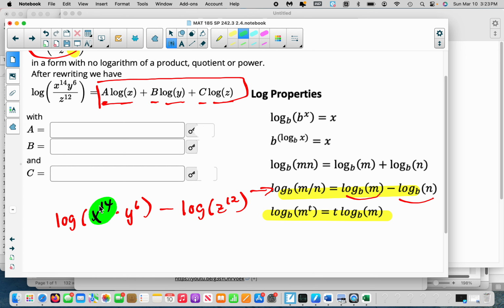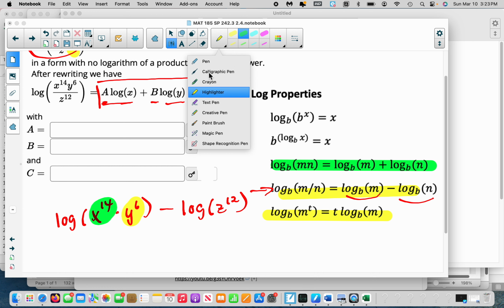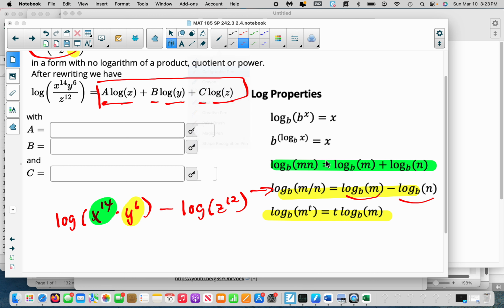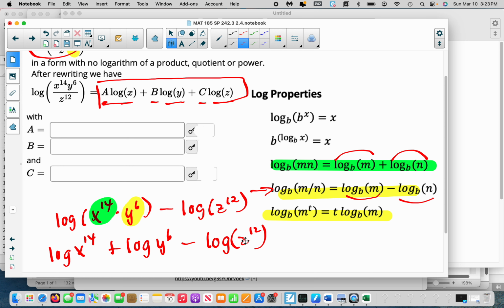I'm multiplying two things, x to the 14th times y to the 6th. So now I'm going to need to use the product property here. When I have the log of a product, that is equal to the addition of both those pieces. I'm going to rewrite this first term as the log of x to the 14th plus the log of y to the 6th minus log of z to the 12th.